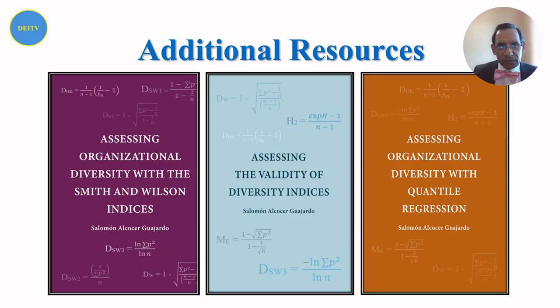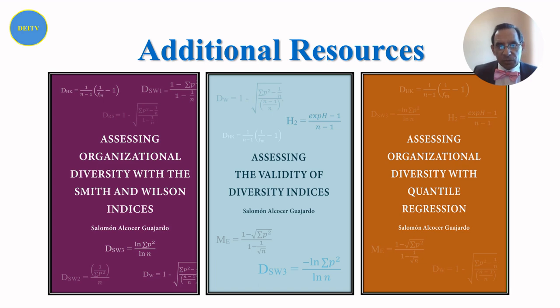The Wilcox index is covered extensively in several books. One book that you can purchase from Amazon or from the publisher, Cambridge Scholars Publishing in the UK, is Assessing Organizational Diversity with the Smith and Wilson Indices. That covers the Wilcox index. In addition to covering the Wilcox index, 5 different regression models are applied to the index to assess how the index functions based on different statistical analyses.